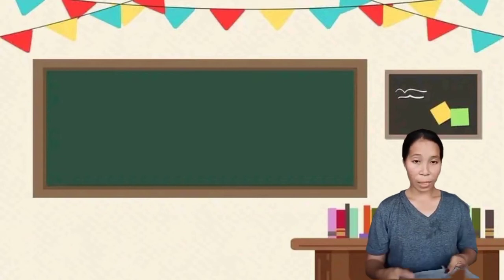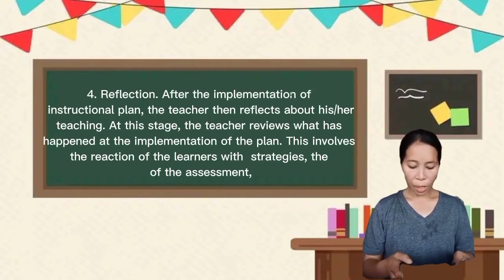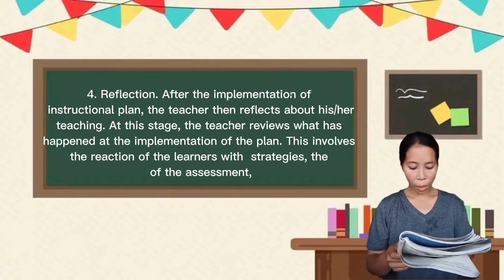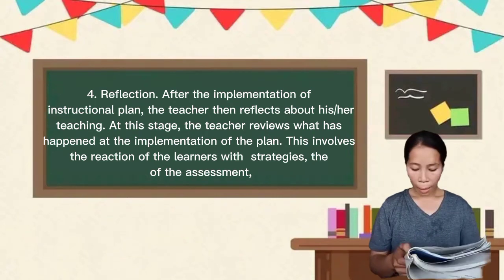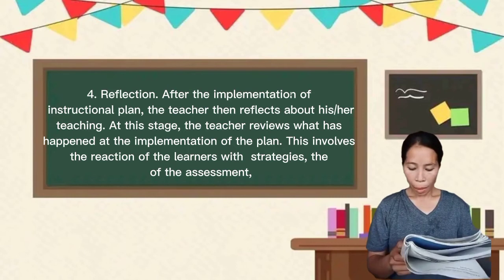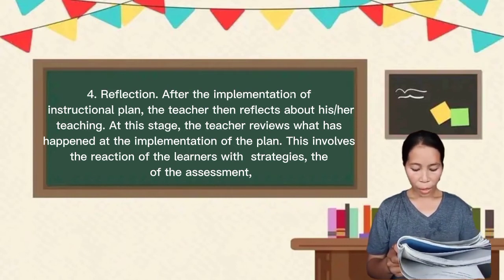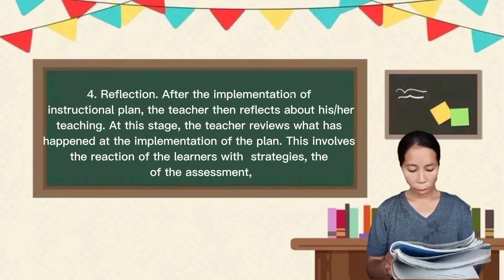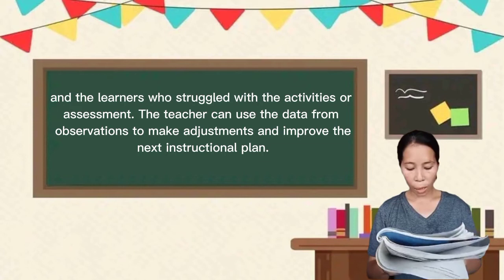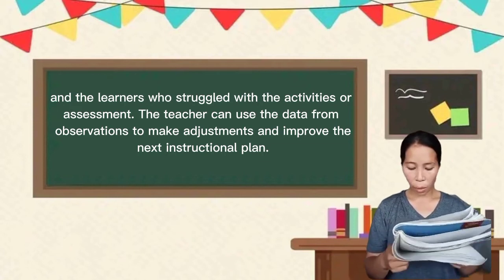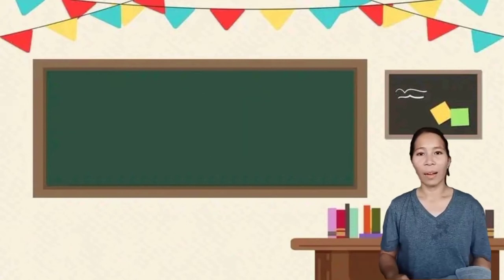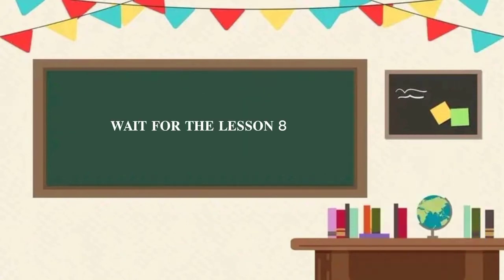Number four is reflection. After the implementation of instructional planning, the teacher then reflects on her or his teaching. At this stage, the teacher reviews what happened during the implementation of the plan. This involves the reaction of the learners to the strategies, the results of the assessment, and the learners who struggled with the activities or assessment. The teacher can use data from this observation to make judgments and improve the next instructional plan. So that's for lesson 6.